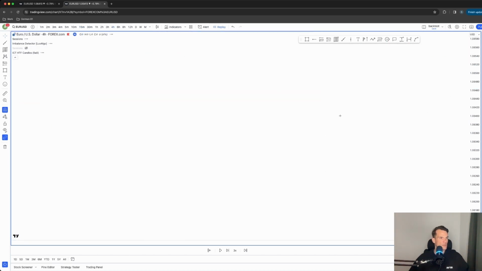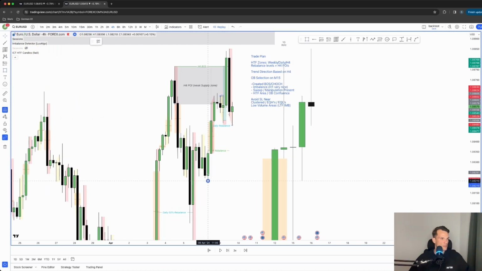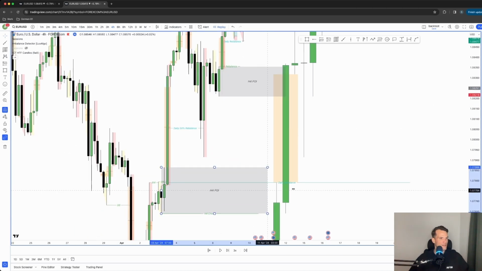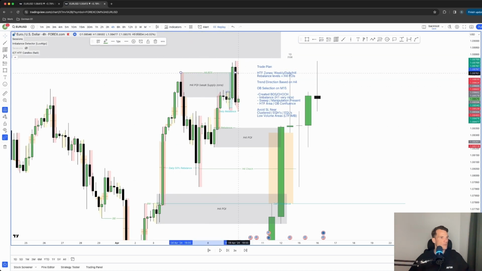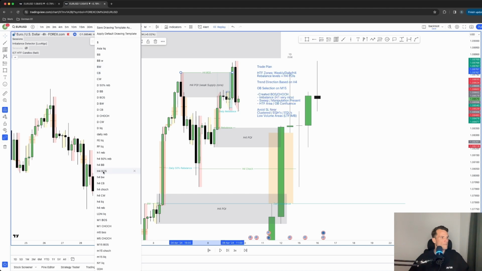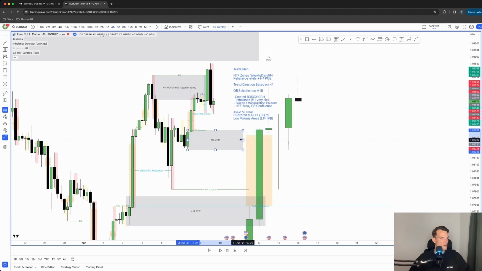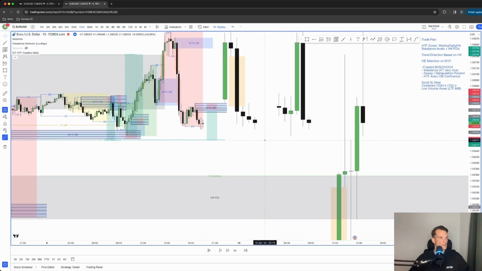H4 zones, let me zoom out. We have our next target would be down here, H4. Actually, we have to move our chalk line because we had a boss with body. Our chalk line goes to the low here. Okay, let's have a look.